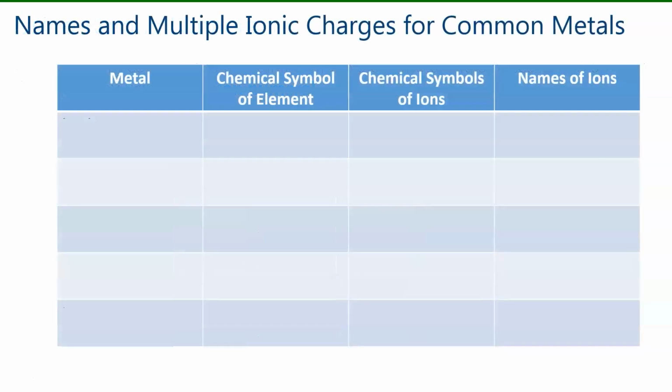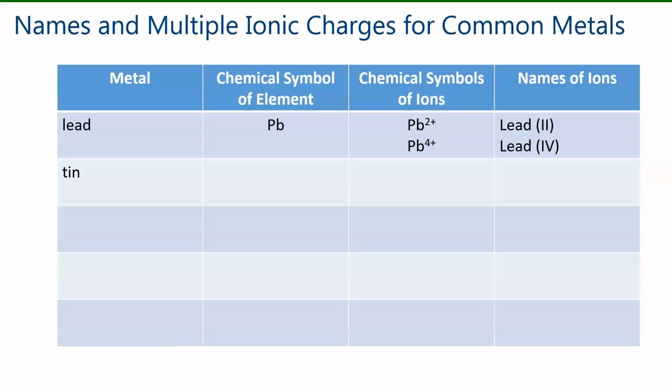Let's look at some examples of multivalent metals. The first one we'll look at is lead. The chemical symbol for lead is Pb. If we look lead up in the periodic table of ions, we can see there's lead 2+ and lead 4+. We name these ions the lead 2 ion, and we use the Roman numerals to represent 2, and the lead 4 ion, and we use Roman numerals to represent 4.